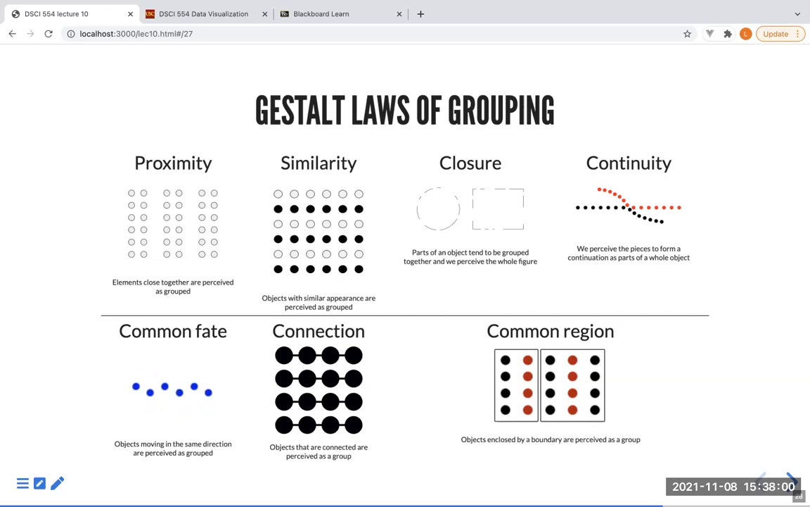The closure is that you basically complete things that are not completely full objects. So here, in the case of these contours, parts of an object tend to be grouped together and we perceive the whole thing. Like here we really see a rectangle and a circle. So it's fine to have things that are overlapping, and we use this all the time when we need to deal with overplotting. But obviously, if you have too much of that, then you need a different strategy.